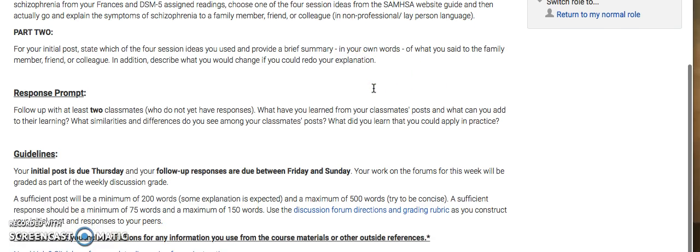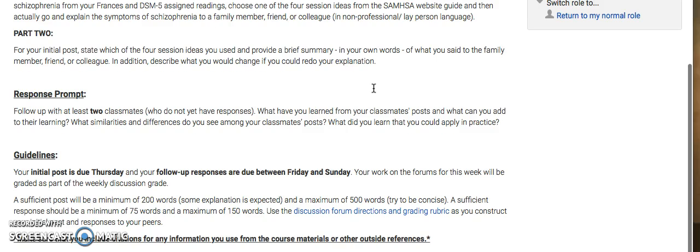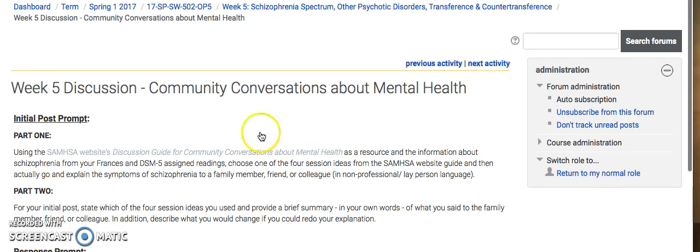And as always, you're going to follow up with 2 classmates. What have you learned from their posts, and what can you add to their learning? What similarities and differences do you see among your classmates' posts, and what did you learn that you could apply in practice? Guidelines, same as always.